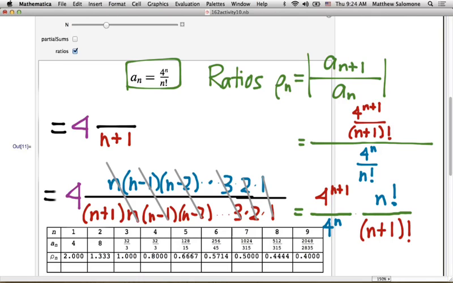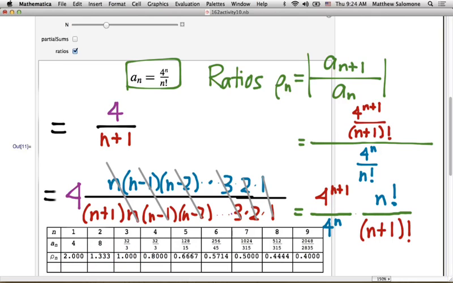Yep. And so really, the ratios of this sequence are 4 over n plus 1, which again, check it. When n is equal to 1, that ratio is 4 divided by 2, which is 2. When n is equal to 2, we get 4/3. Yep. When n is equal to 3, we get 4 divided by 4. Yep. And so on.